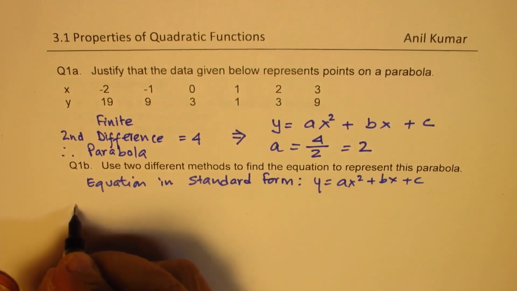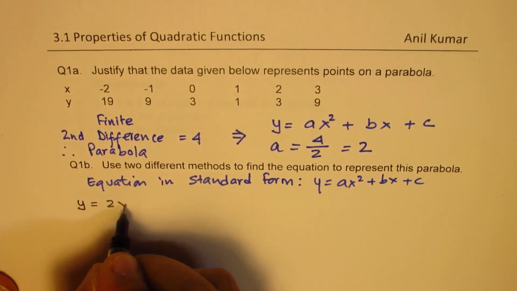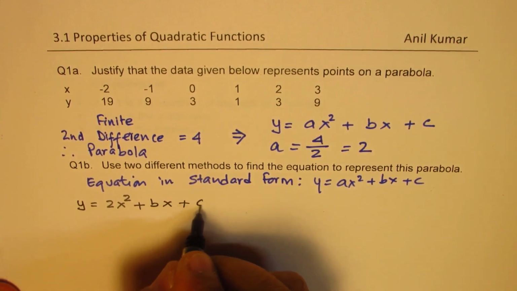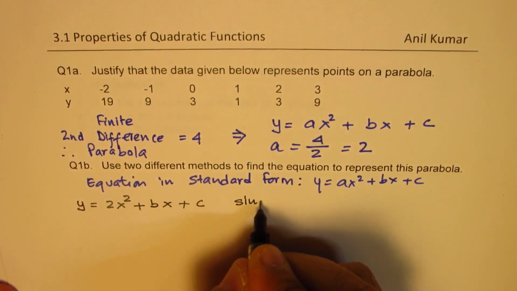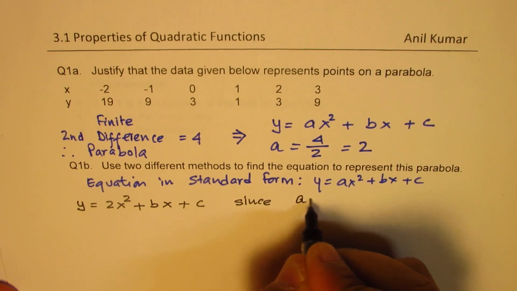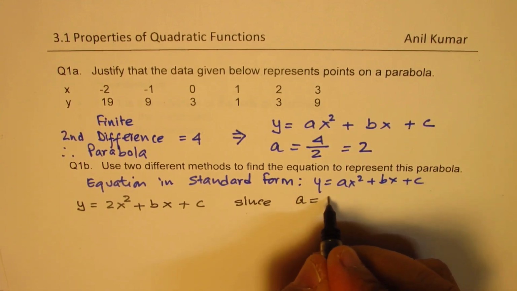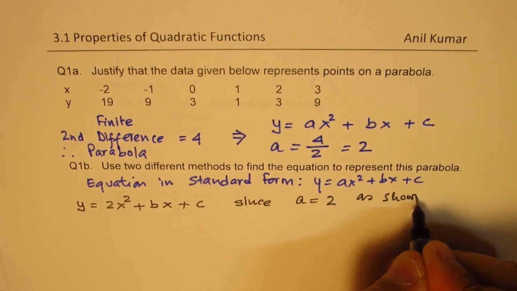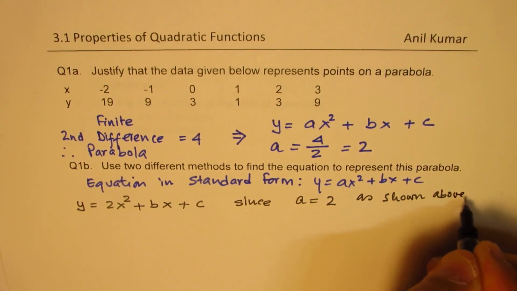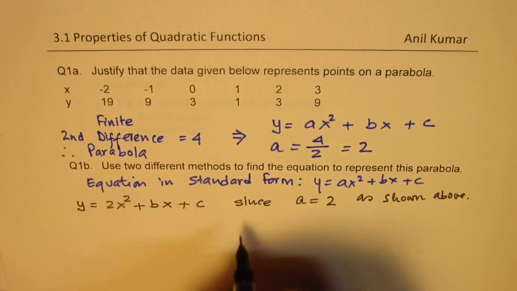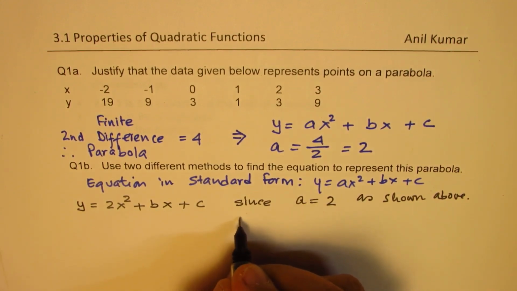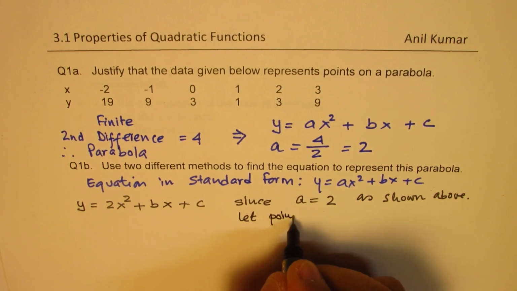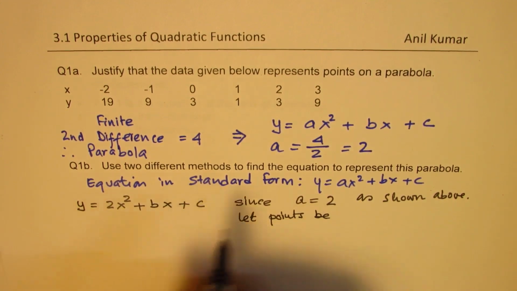So now we know a is 2. So y equals 2x squared plus bx plus c, since a is equal to 2, as shown above. Is that clear to you, right? Now there are two variables, so we need 2 points. So let the points be, you have to choose any 2 points.